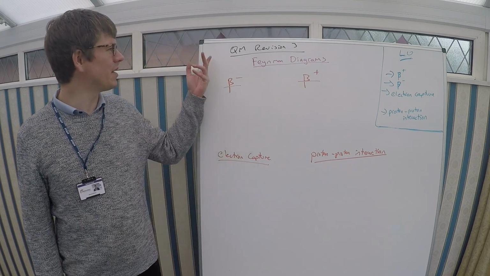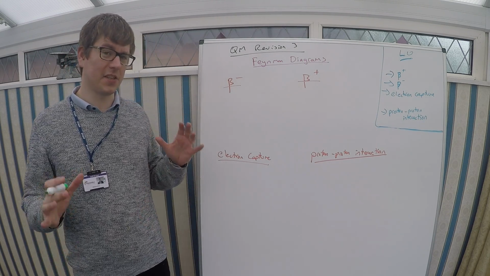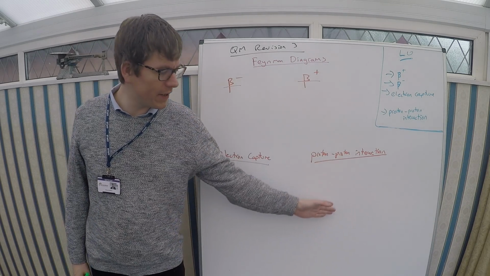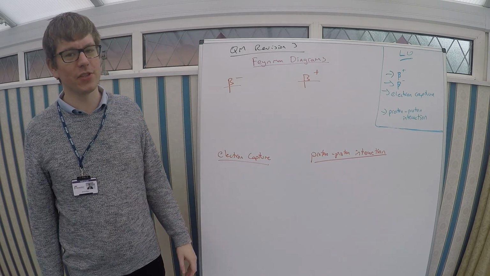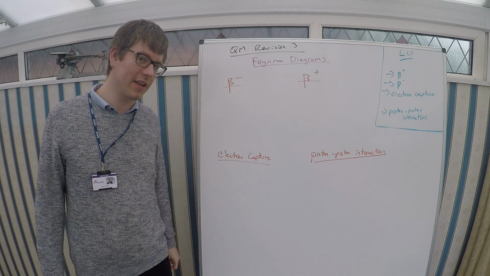Hi, and welcome to Quantum Mechanics Revision 3: Feynman diagrams. So, there are 4 Feynman diagrams that you need to be able to do for the A-level, and you should by this point be able to just snap them off without even thinking.